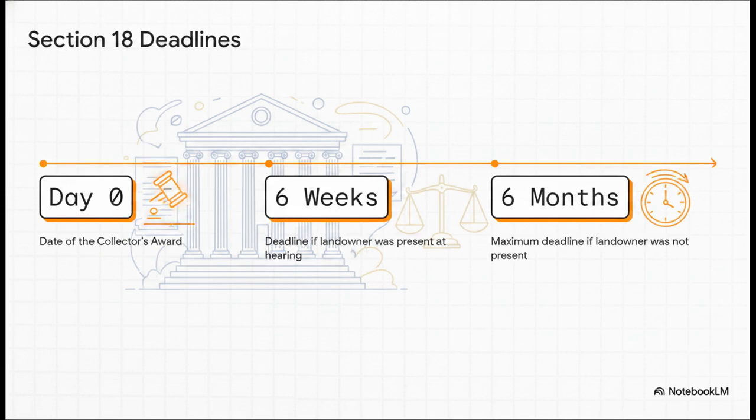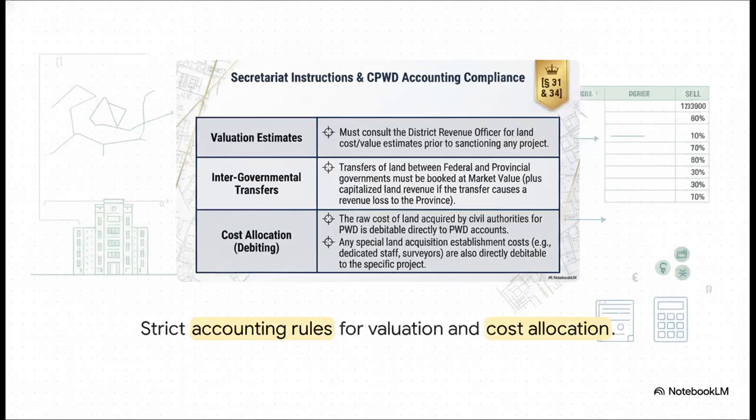But they have to follow strict deadlines. They have exactly 6 weeks from the date of the award if they were actually present at the hearing. If they weren't present, they get 6 weeks from receiving formal notice or up to 6 months from the award date, whichever expires first. From a strict audit perspective, your compliance duties go well beyond just watching timelines.